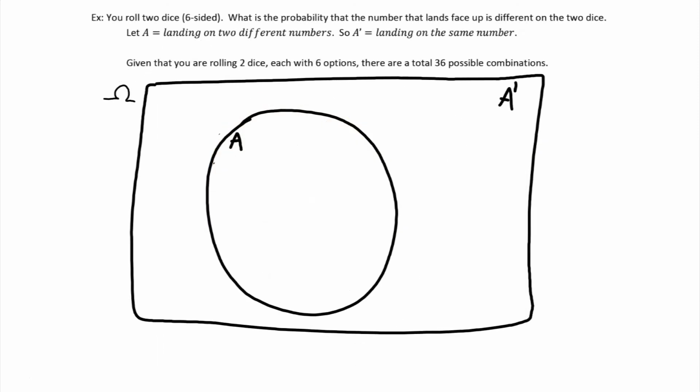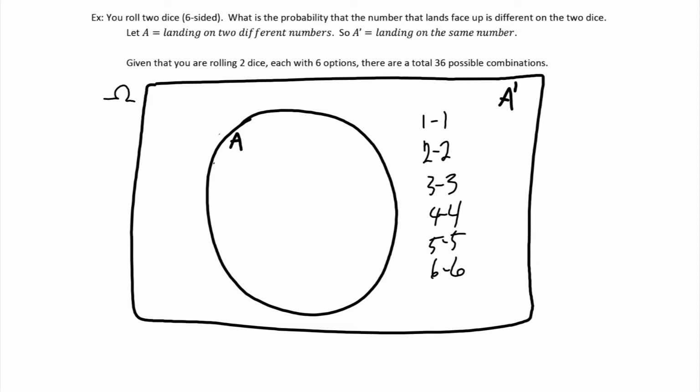Now let's look at another example. You roll two dice that are six-sided. What's the probability that the number that lands face up is different on the two dice? So we let A be the set where we're landing on two different numbers, and the complement of A is landing on the same number. So I'm going to start off by filling in the list of numbers that fall into the complement set. So that's when I've got 1, 1, 2, 2, 3, 3, 4, 4, 5, 5, and 6, 6.